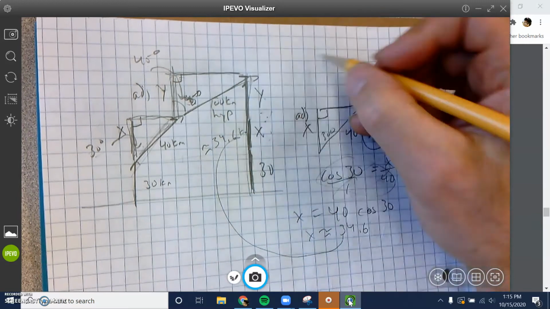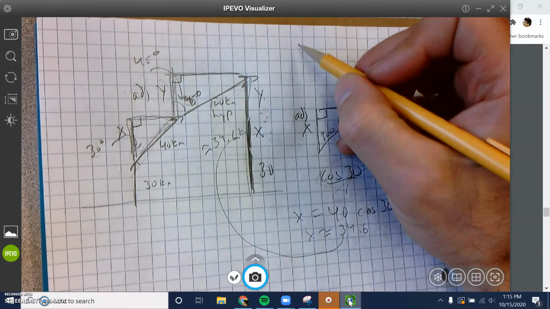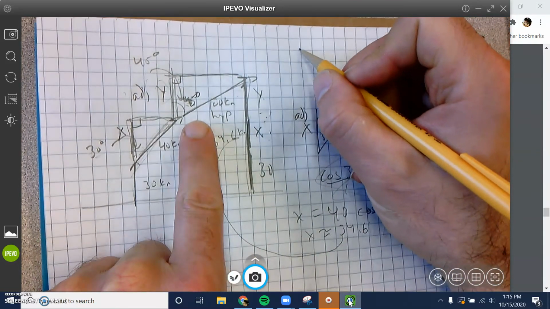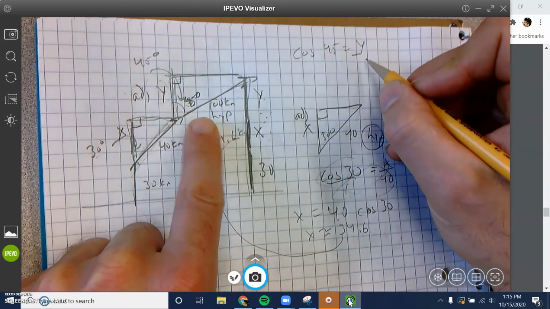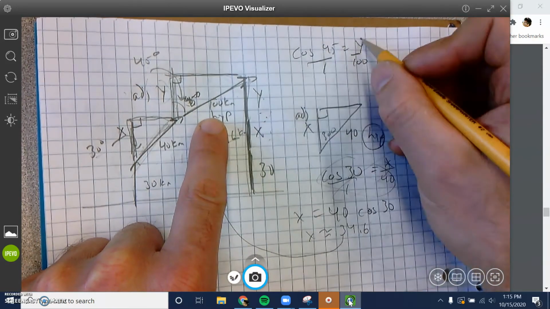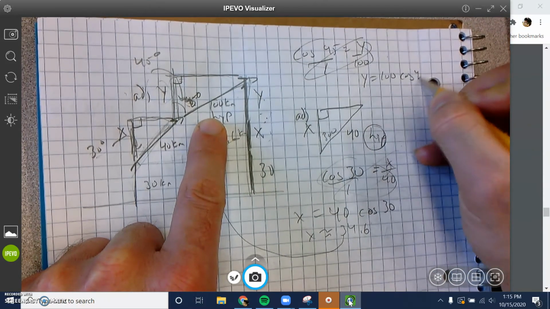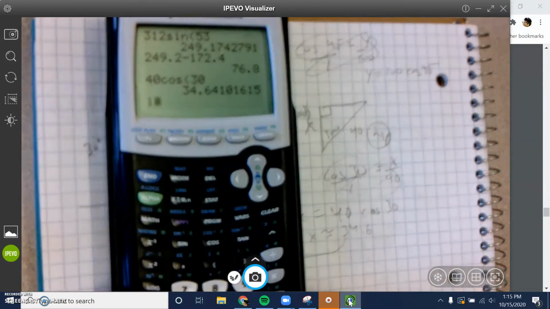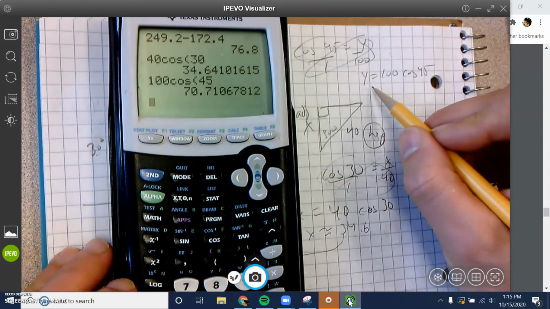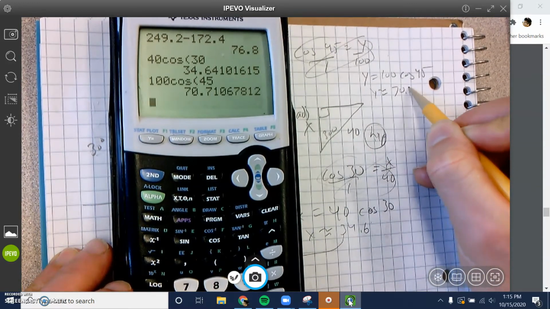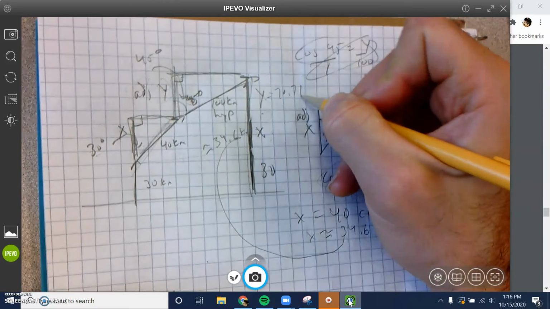What am I going to use? Cosine again, because you have adjacent y and hypotenuse 100. So cosine of 45 equals y over 100. Cross multiply: y equals 100 cosine 45. 100 cosine 45 gives approximately 70.7 kilometers.